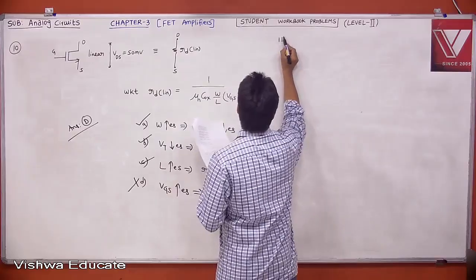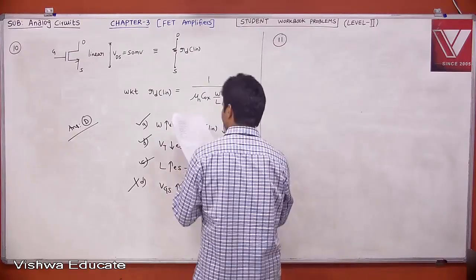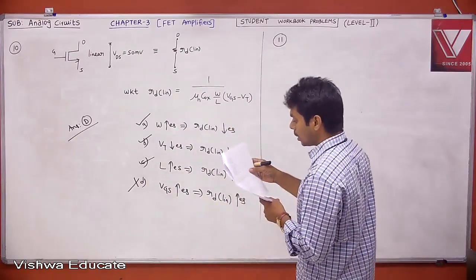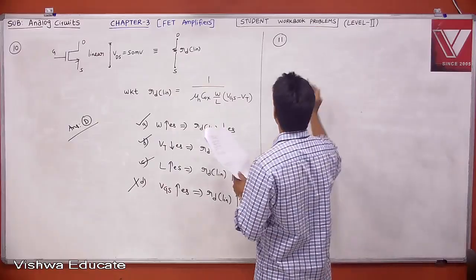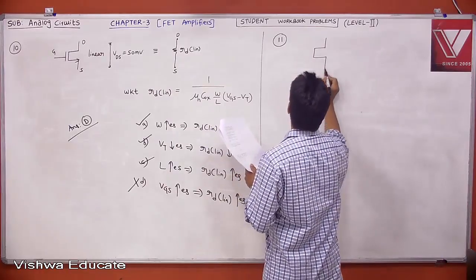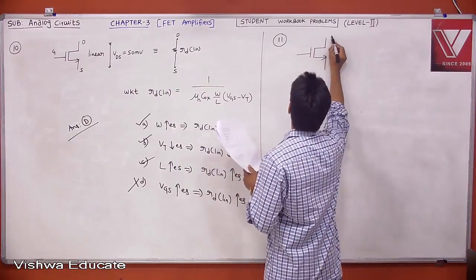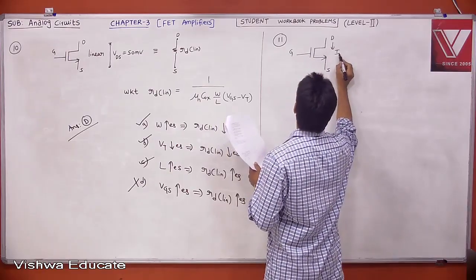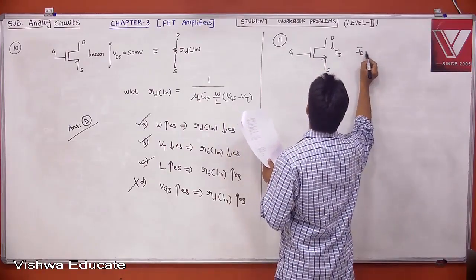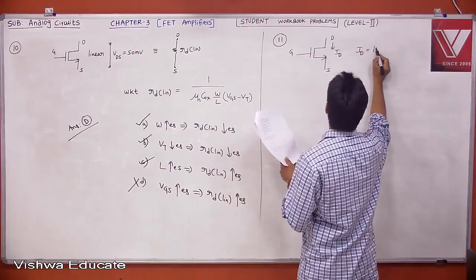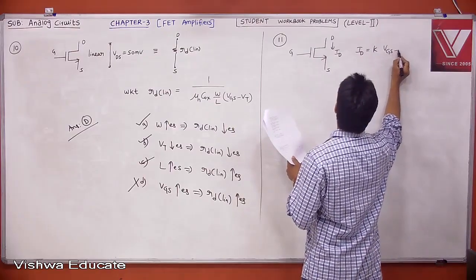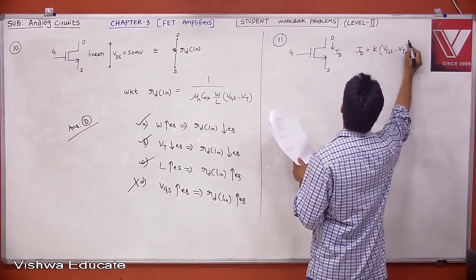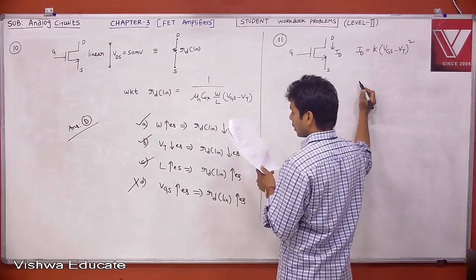Now problem number 11. This is a theoretical problem, right? The drain current of a MOSFET in saturation. This is drain, source, gate. Therefore ID is equal to K into VGS minus VT whole square. K is nothing but mu n Cox W by 2L. That's fine. Where K is constant.